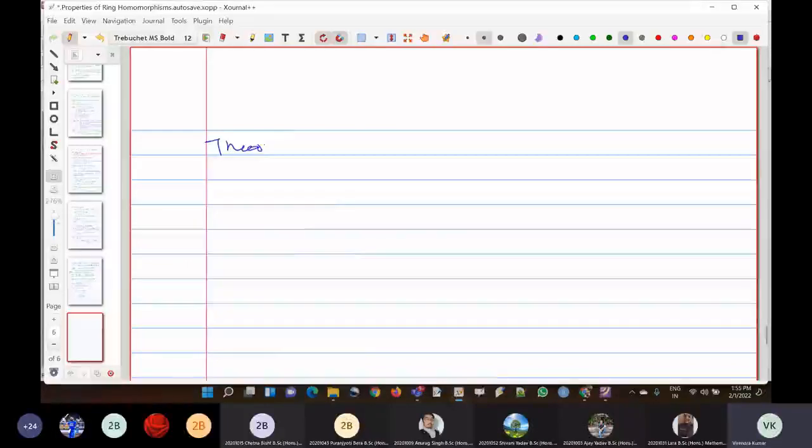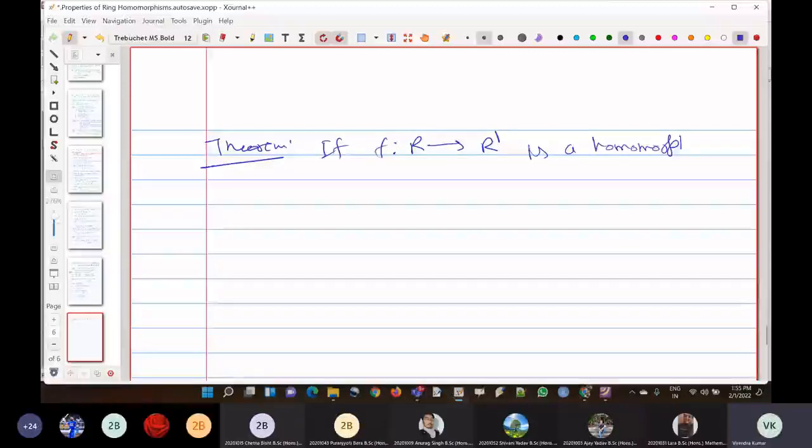Next theorem. It says that if f from R to R dash is a homomorphism, then kernel of f equals 0 identically if and only if f is 1 to 1. Okay, f is 1 to 1.